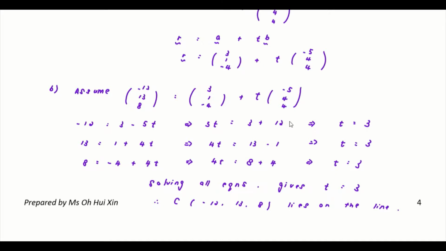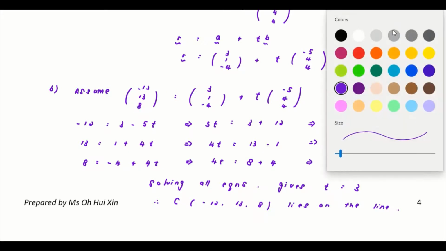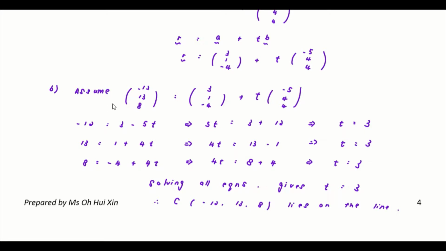Just as an example, let's say I try to change the 8 to 12. What you realize is that when I solve it, I'll get 12 equal to negative 4 plus 4t. So when I solve it, I get 4t equal to 16, then t equals 4.